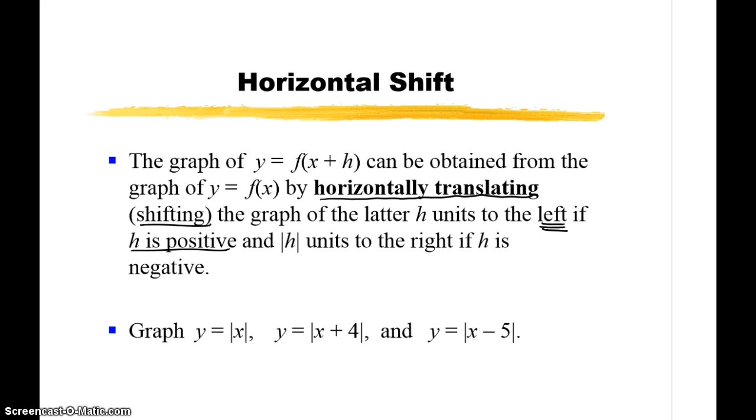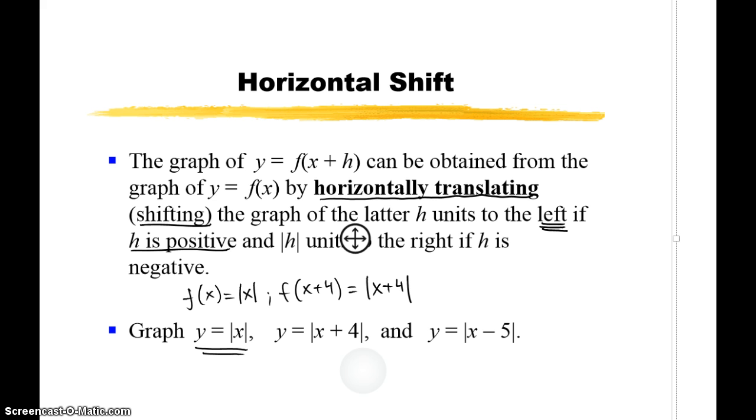Let's take a look at an example again. We'll start with the same parent function, y equals absolute value of x. The function that you perform any transformation onto, that's called the parent function. Now, I have absolute value of x plus 4, right? So, sticking with function notation, if f of x was absolute value of x, then now I have f of x plus 4, because that would be absolute value of x plus 4. I replace the input x with x plus 4. That's how I get absolute value of x plus 4.